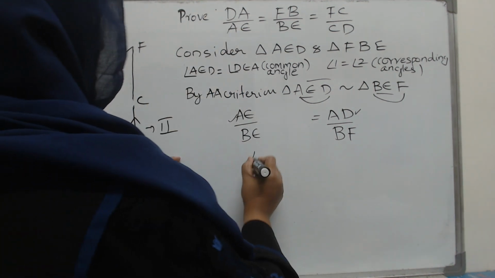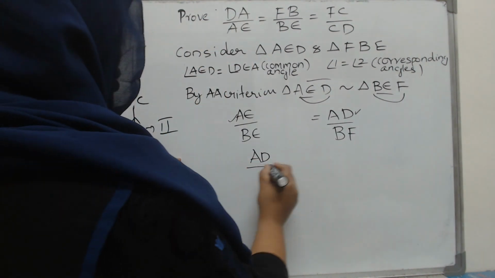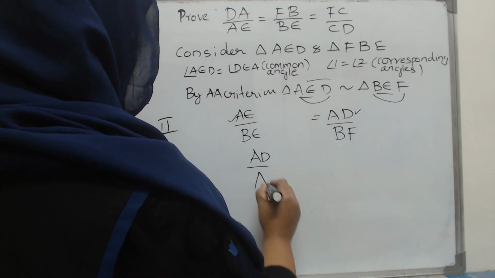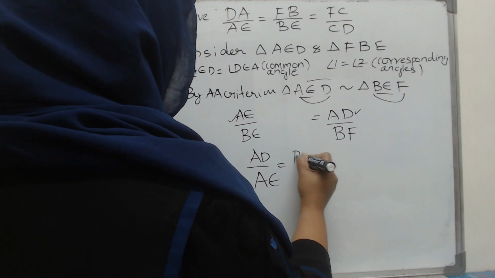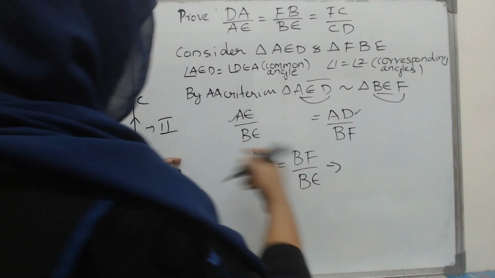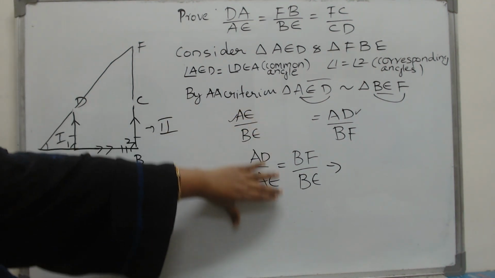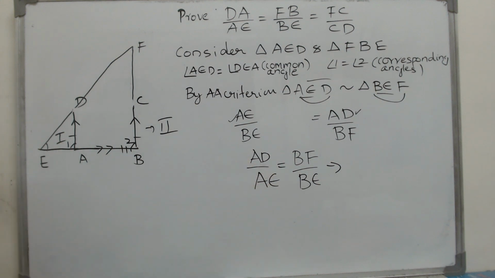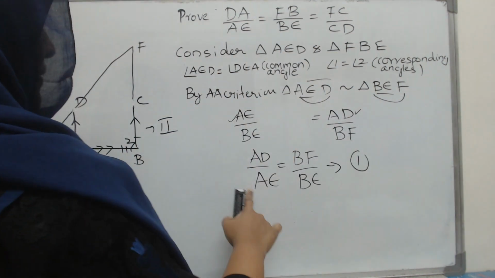We will cross multiply so that we have AD or DA in the numerator, AE in the denominator, and this BF. Obviously if you cross multiply, this goes up. We have BF by BE. It is all the same. The ratios you just cross multiply, then we get the sides of the same triangle in one side. So we have got one part of our result.